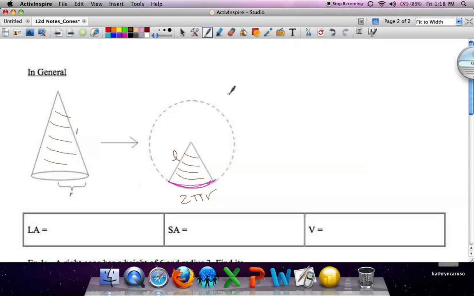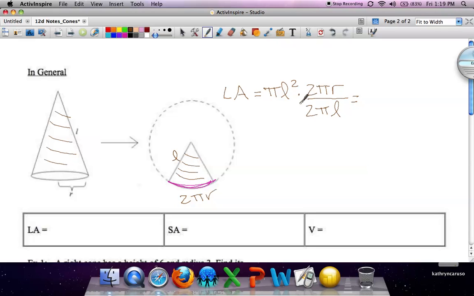So the lateral area is the area of the whole circle, which is pi L squared, that's this whole dotted line circle, times the piece of the arc, which is 2 pi r, divided by the circumference of this whole circle of radius L, which is 2 pi L.